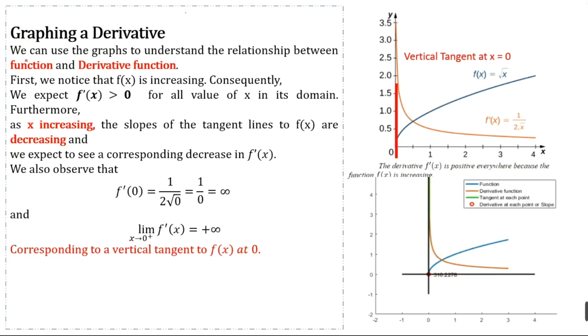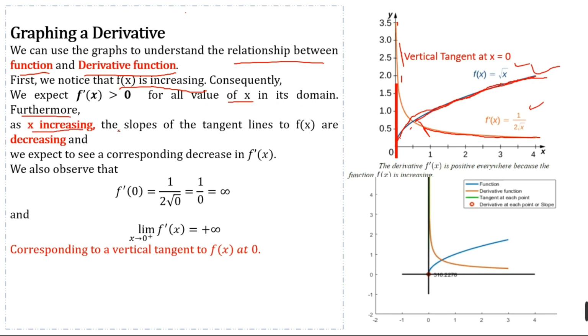Graphing a derivative. We can use the graphs to understand the relationship between a function and its derivative function. Here we have a graph of our function, the square root of x, and this is the graph of the derivative function, 1 divided by 2 square root of x. First we notice that the function f of x is increasing for all values of x in its domain.